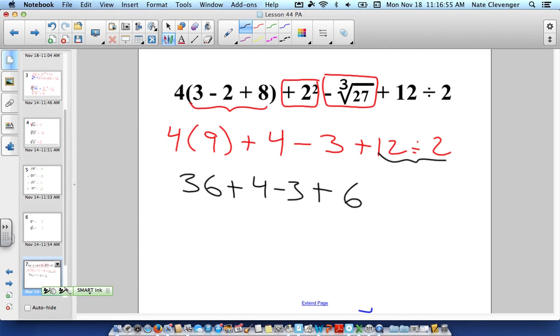And then don't be tempted to take 40 and 9 and subtract those. We have to go across. We get 40 minus 3 plus 6. 37 plus 6 equals 43.